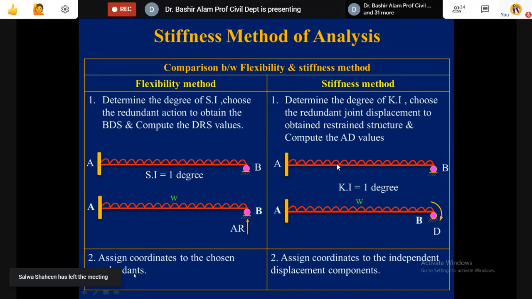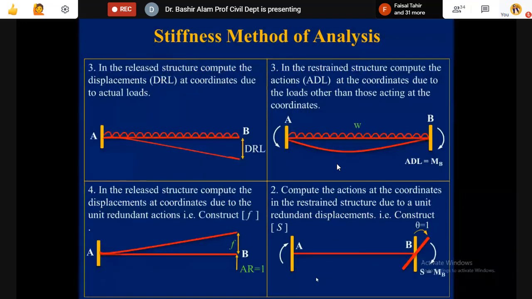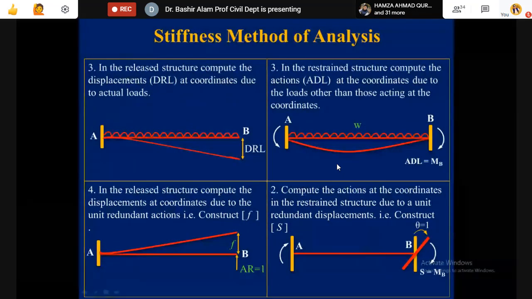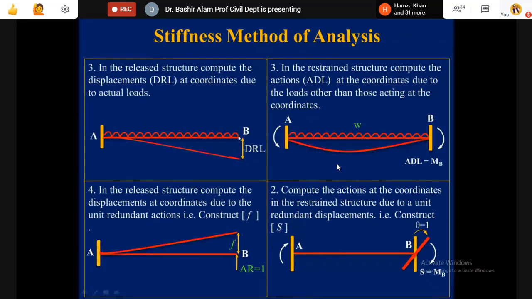Assign coordinates to the chosen redundant. So one, and this was also one. Assign coordinates to the independent joint displacements. Next step now, we put them under the load. In the flexibility method, step 3 we are discussing, the released structure is under the actual load now, and corresponding to the AR, this displacement was calculated, and it was given the name of DRL.